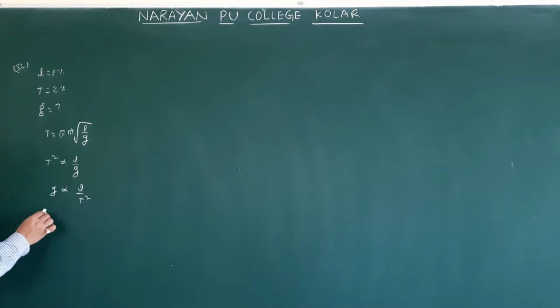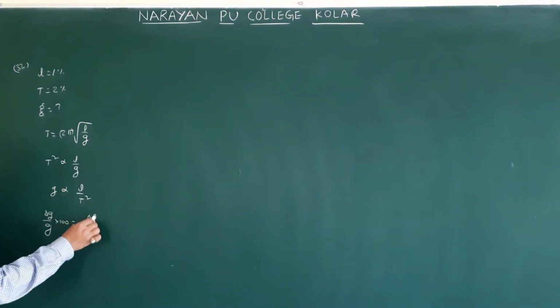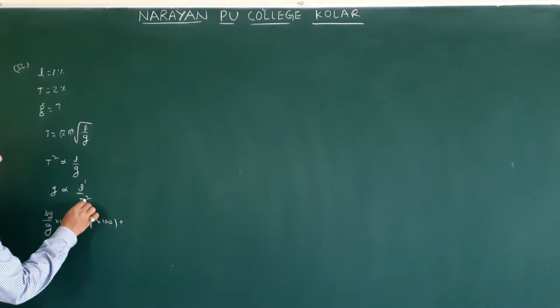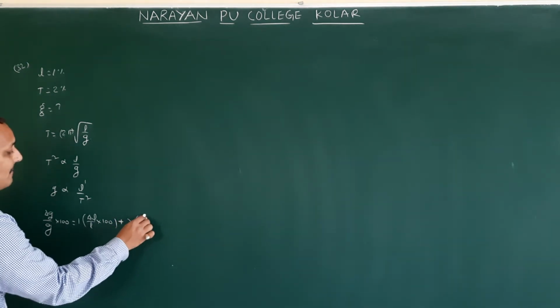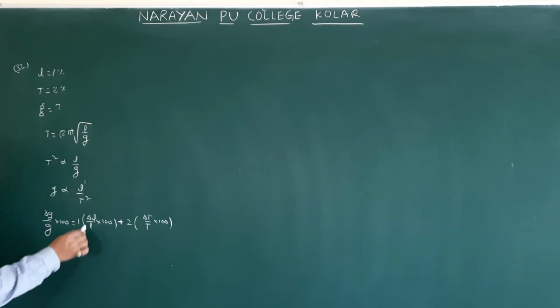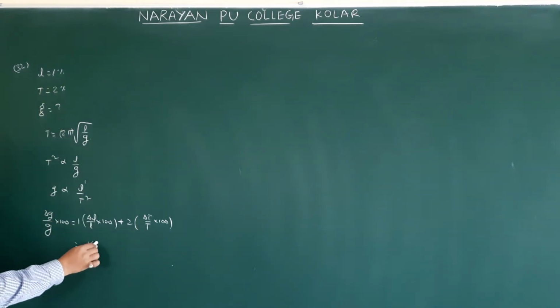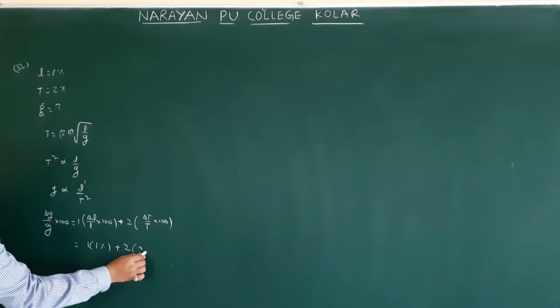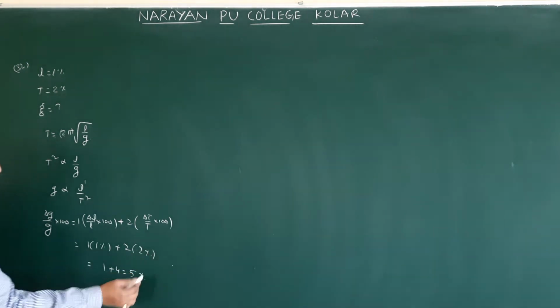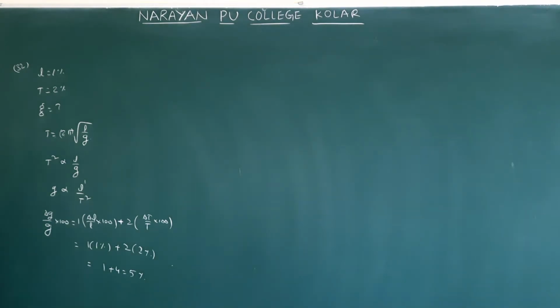You can write here: Δg by g into 100 is equal to ΔL by L into 100 plus 2 into ΔT by T into 100, since L has power 1 and T has power 2. So in length how much did they give you? 1%. Therefore 1 into 1% plus 2 into 2%. So 1 plus 4, 5%. So that is the answer. 5% means option 2.